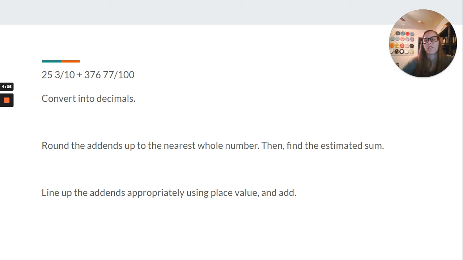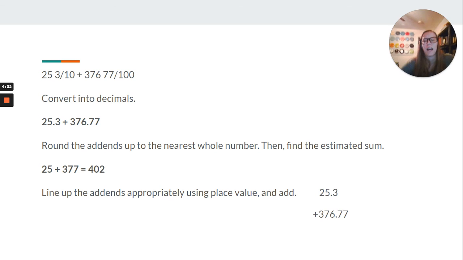25 3/10 plus 376 77/100ths. So this was changing to decimals and then finding the answers. So first convert them to decimals. 25.3 plus 376.77. So let's round them to the nearest whole number. Find the estimated sum. So we have 25 plus 377 is 402. So we know that our answer is going to be close to 402.